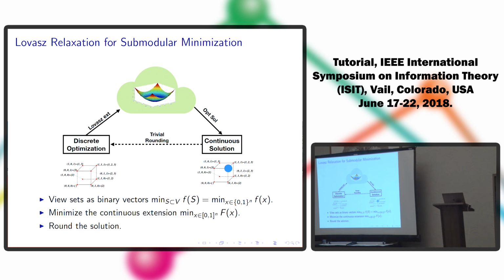Now, instead of solving this problem, which is still combinatorial, I'm going to solve an extension. I'm going to come up with a function that is continuous, and instead of looking at only 0,1 vectors, I'm going to look at all the points in the cube and try to solve that problem. Then hopefully, when I find a solution to that problem, I can round it. Is the outline clear, what we are trying to do?